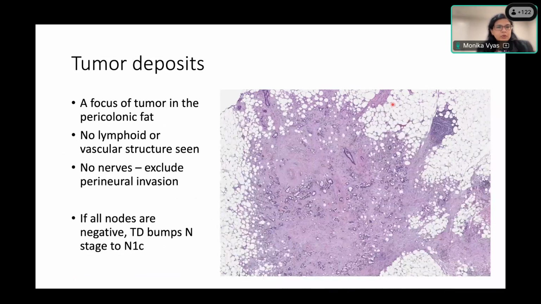So moving on to tumor deposits. So tumor deposit is nothing but a focus of tumor in the pericolonic fat away from the main tumor. So it's not continuous with the tumor, and even if it's present in the vicinity of the tumor and not directly continuous, it may be connected in some plane. So if you have that kind of a doubt, it's always good to do additional levels, submit sections and make sure that what you're dealing with is an actual tumor deposit and not just an extension of the tumor.